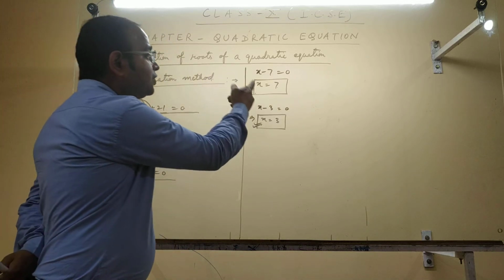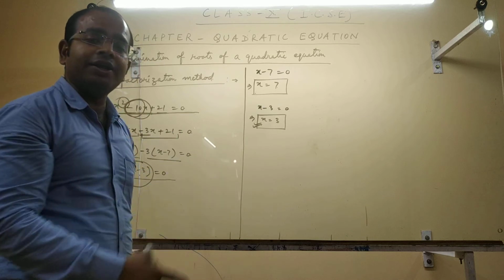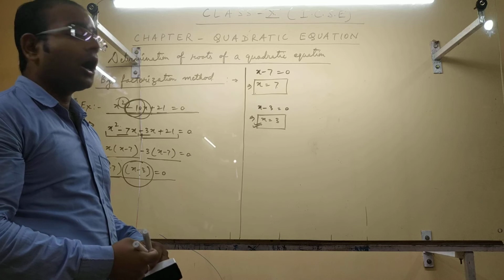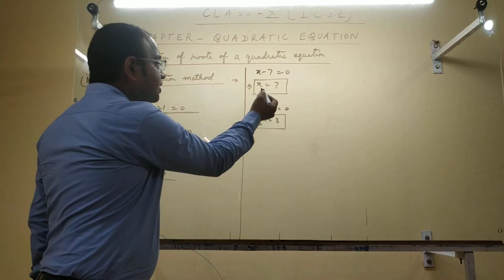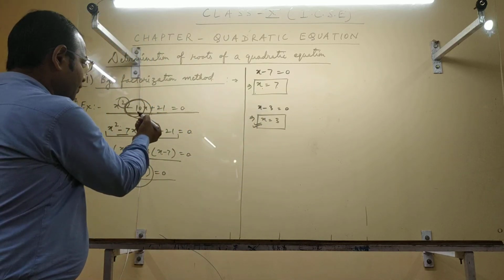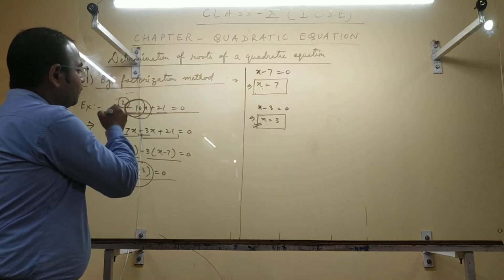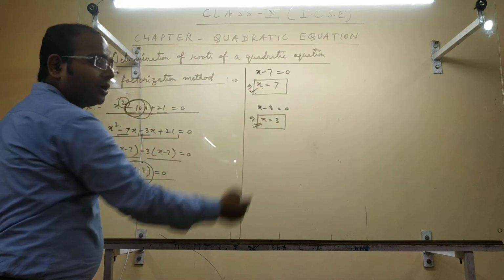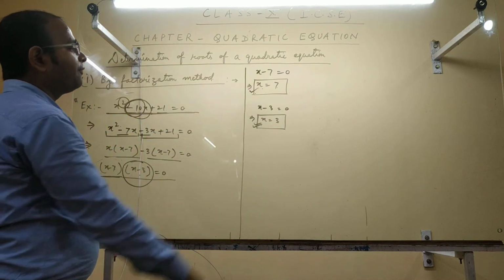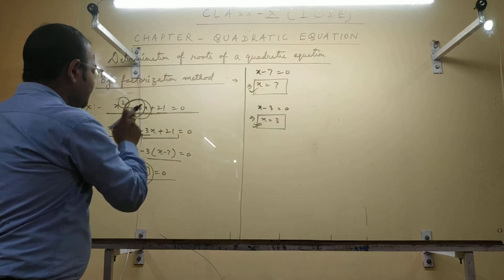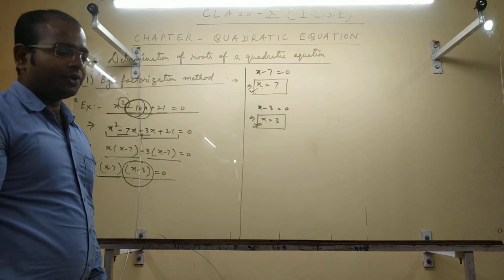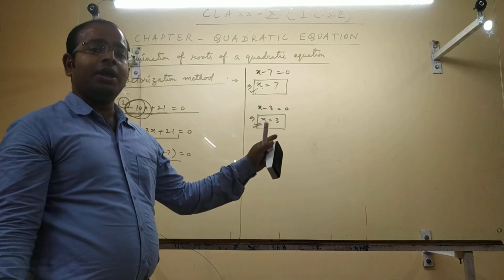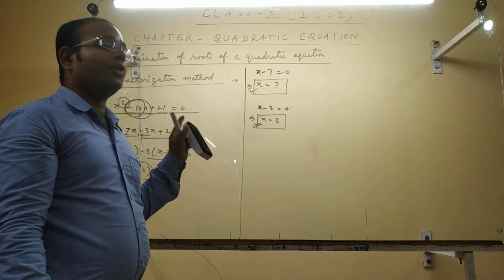Still, whether these two solutions are correct or not can be checked. This can be cross-checked or verified. How can it be done? Put x is equal to 7 into this quadratic equation. If the left hand side of the quadratic equation evaluates to 0, it means x is equal to 7 is a solution. If we put x is equal to 3 in the same quadratic equation, the LHS evaluates to 0, which shows that x is equal to 3 is also a solution of the same quadratic equation.